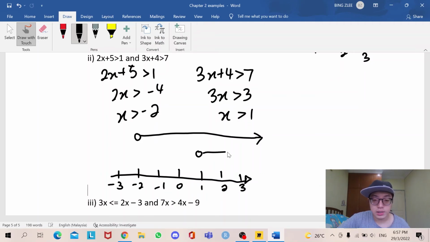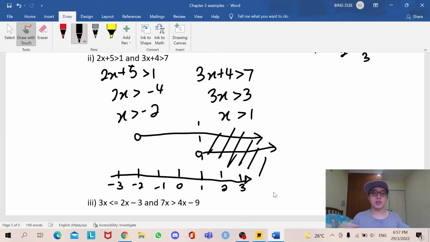X is larger than 1, which makes x be everything to this side, because the question didn't state that x must be an integer. So anything like 1.01 can be the answer also. All right, so this is just that easy. So, to the next one.